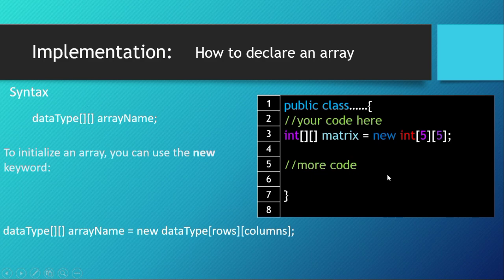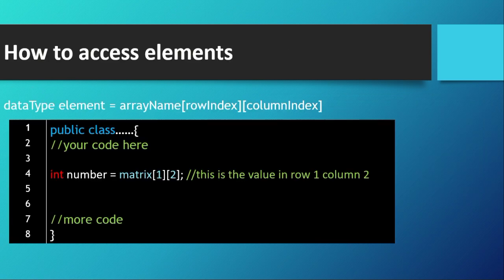And if you want to declare the size of everything, just do it the same way as you would initialize a single dimensional array. But the only difference here is that you should know that the first one is the rows and the second one is the columns. So that's something that you should just keep at the back of your head.